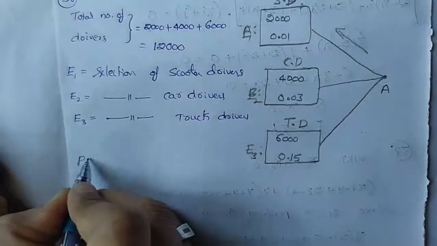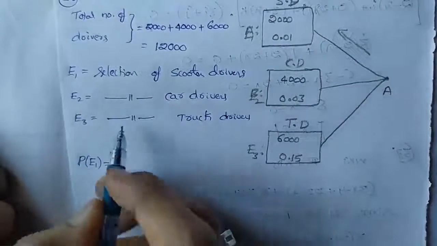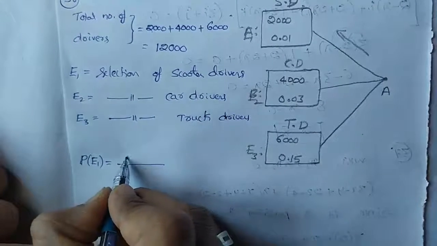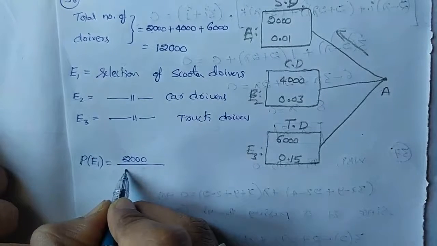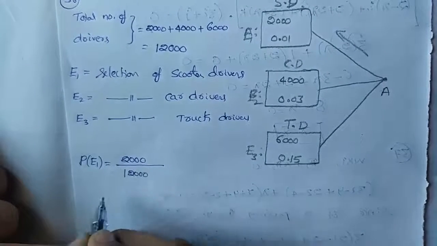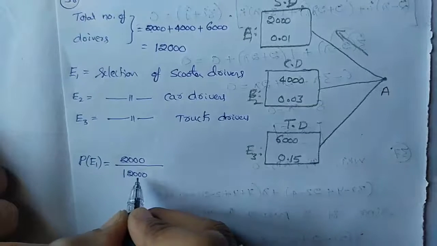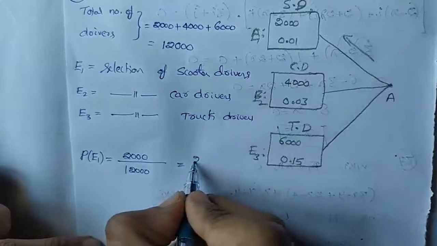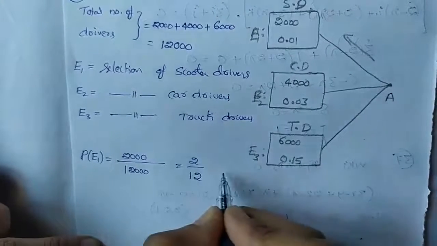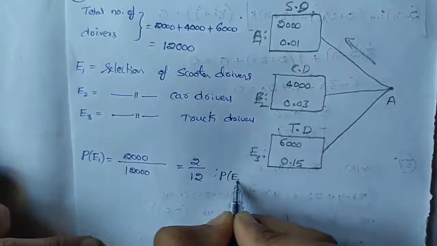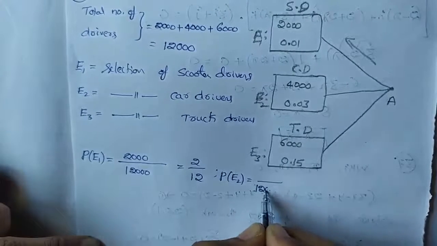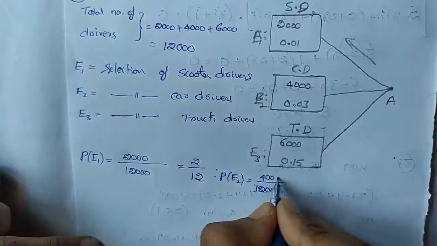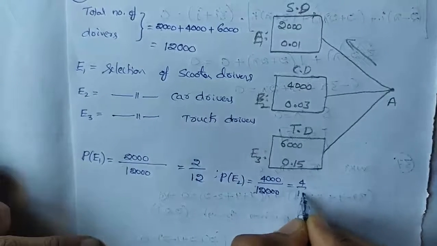Now find out the probability of the event E1. So probability of the event E1 is nothing but scooter drivers. How many scooter drivers are there? 2,000. 2,000 out of how many drivers? 12,000. That is equals to P of E1. So this will be 2 by 12. Next, similarly P of E2 is out of 12,000 how many car drivers are there? 4,000 car drivers. That is equals to 4 by 12.